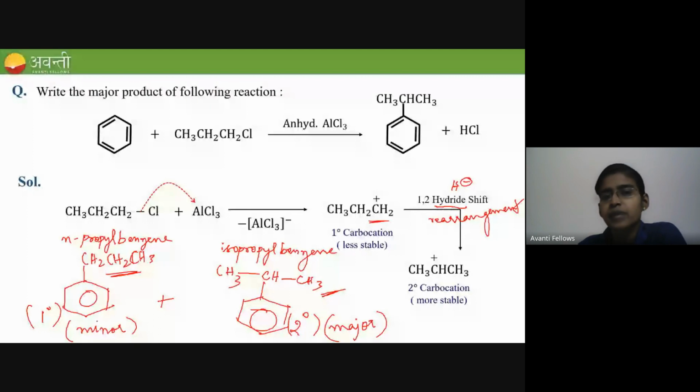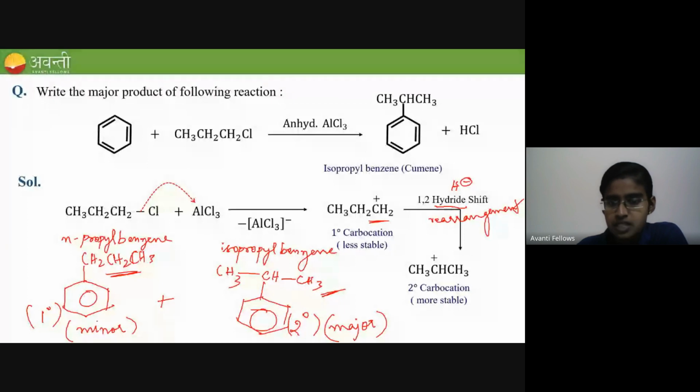When you come to propyl, you have to do this rearrangement because we have two different propyls, right? One is n-propyl and the other is isopropyl. So for that purpose, we are doing this. This is how we are getting the major product. This is one of the very important concepts you have to know. Good. I hope this is clear to all of you.